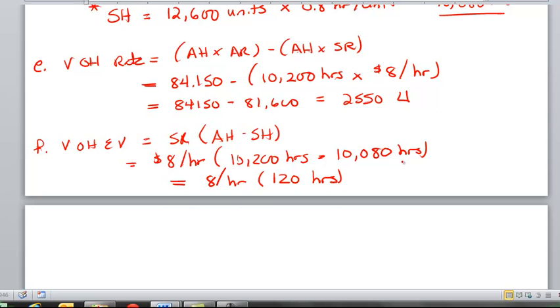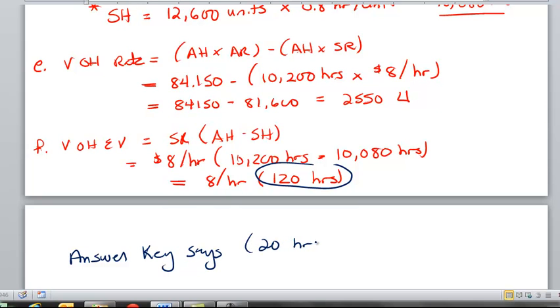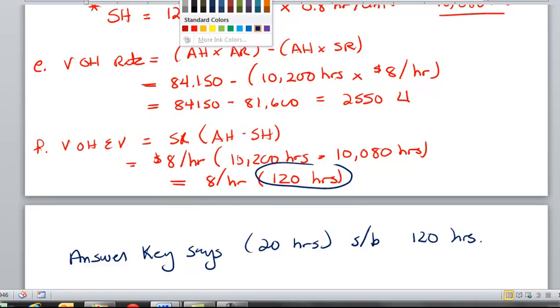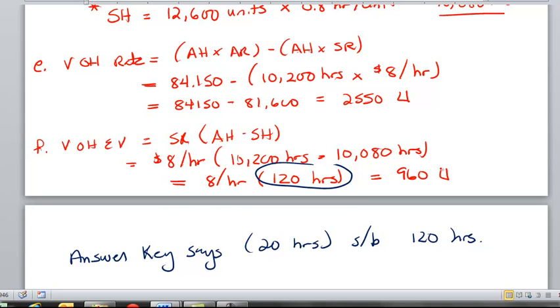And I apologize, the answer key is wrong on this. The answer key says 20 hours, so I dropped a 1. It should be 120 hours. So 8 times 120 is a positive 960, therefore unfavorable.